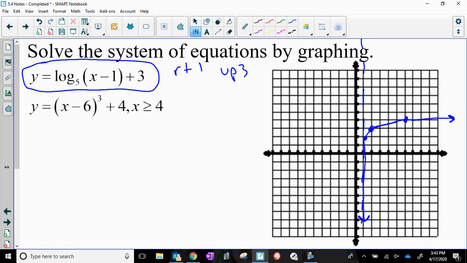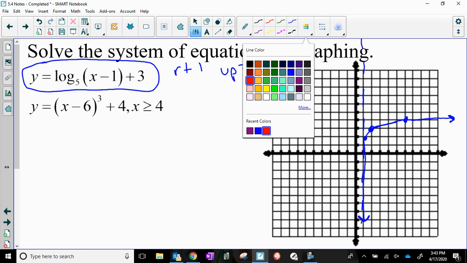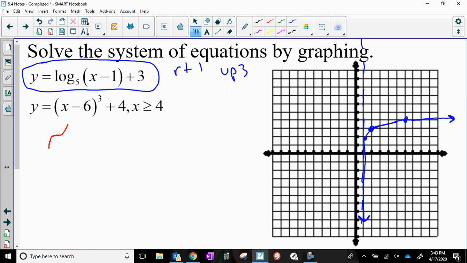All right, so our other graph is a cubic, and it's going to go right 6 and up 4. So normally we have the point (0, 0). We're going to go right 1, 2, 3, 4, 5, 6, up 1, 2, 3, 4. Normally we'd have the point at (-1, -1). Right 1, 2, 3, 4, 5, 6, up 1, 2, 3, 4.